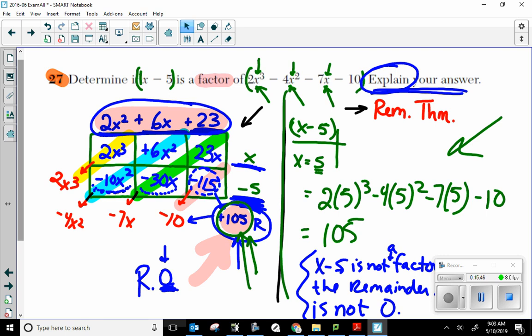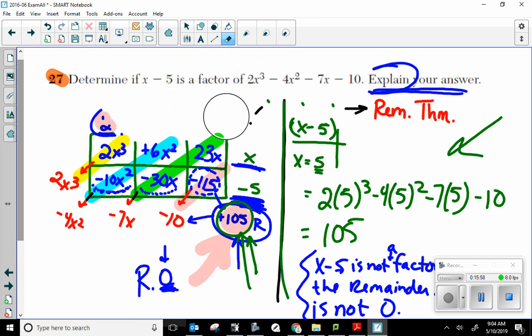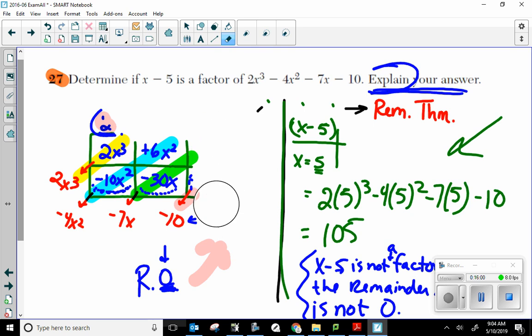I can use synthetic division. I forgot about that. You can use synthetic division. I'll show you one more time. Why not? It might be really helpful. A lot of people that I show synthetic division to really prefer that over reverse tabular.